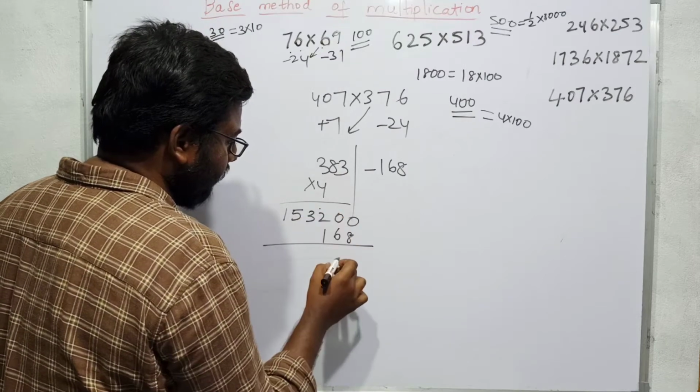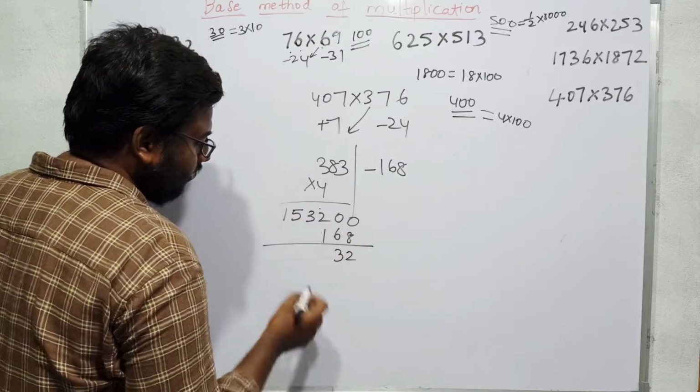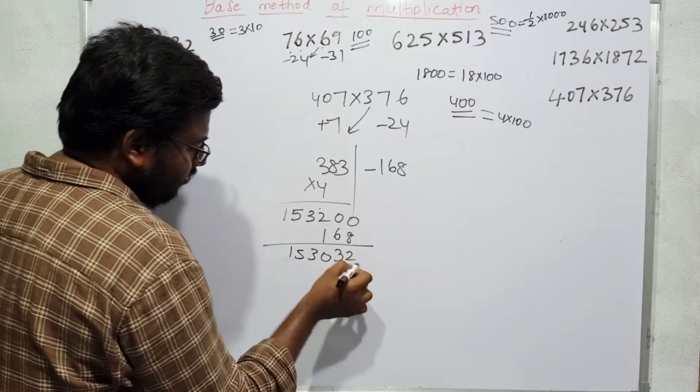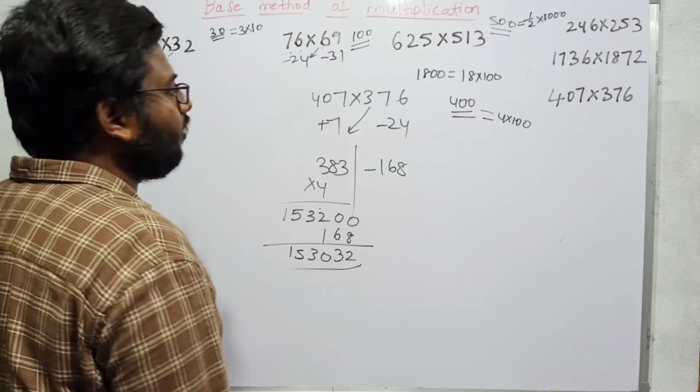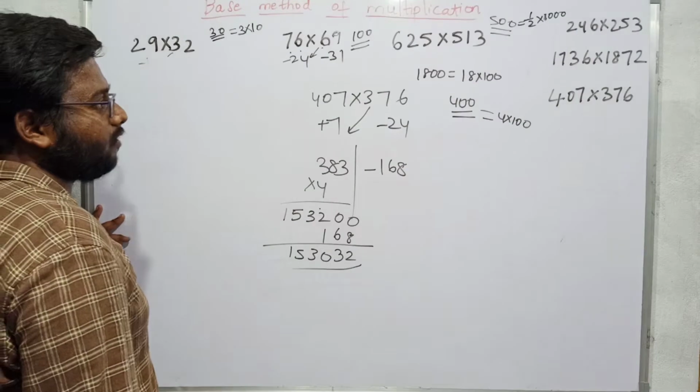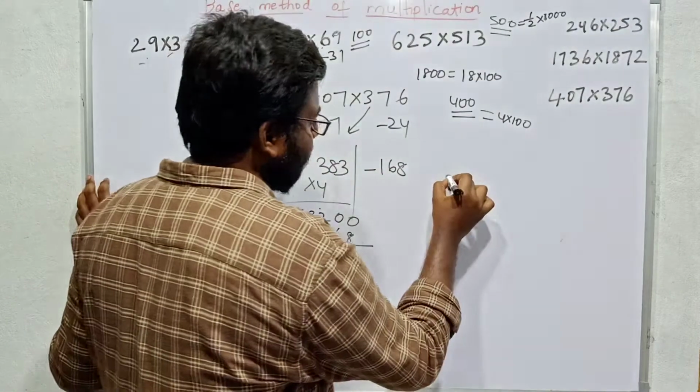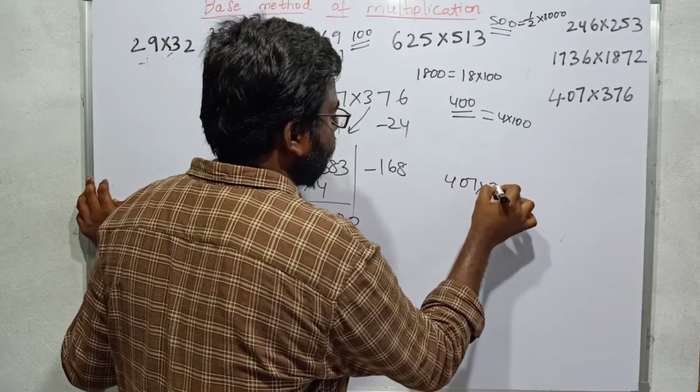What you will get from 100, if I subtract 68, I will get 32. This will be 1 5, 1 minus 1 is 0, 1 5 3 0 3 2. You can calculate this on base 500 also, and you will get the result also, 407 into 376.